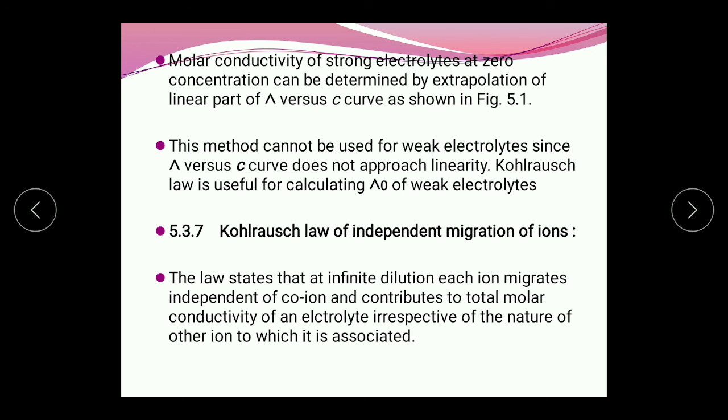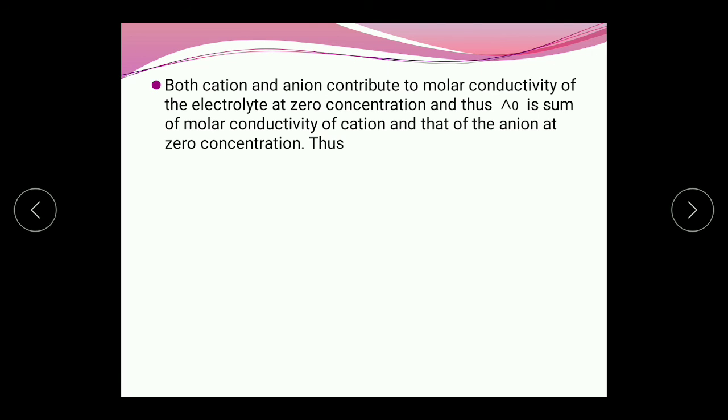That means each ion contributes its own molar conductivity, and hence if we want to calculate the total conductivity of an electrolyte, then we have to add the molar conductivities of cation and anion. So this is the law. It tells that at infinite dilution, each ion migrates independent of its coion and hence contributes to the total molar conductivity. Now, we will just take an example. Both cation and anion contribute to the molar conductivity of the electrolyte at zero concentration, and thus lambda 0 will be the sum of the molar conductivity of the cation and that of the anion at zero concentration. Thus, this will be the formula then.